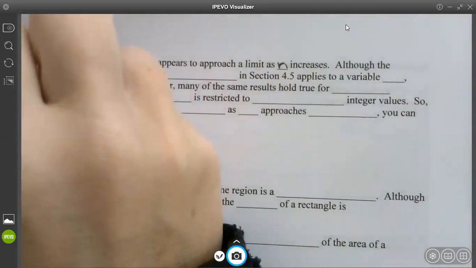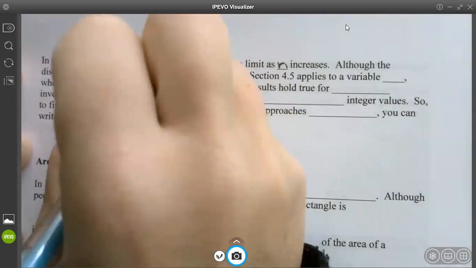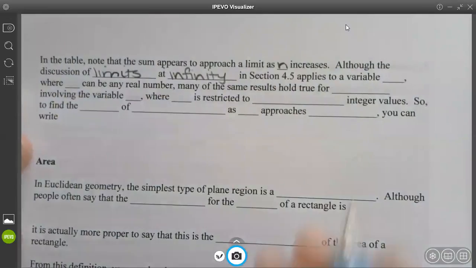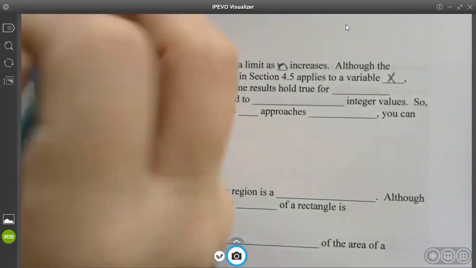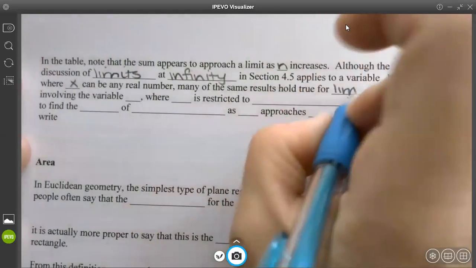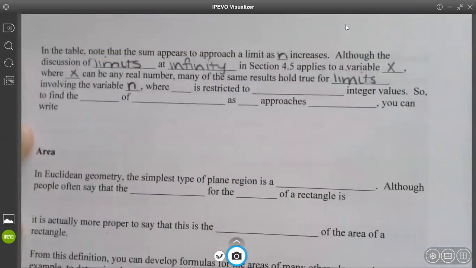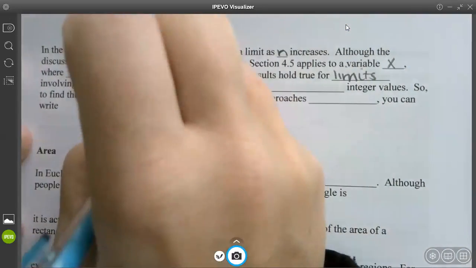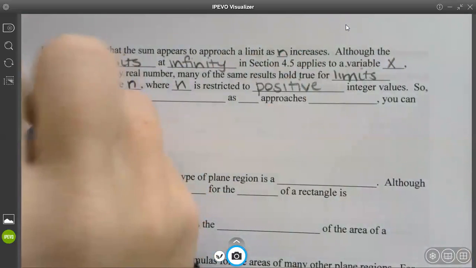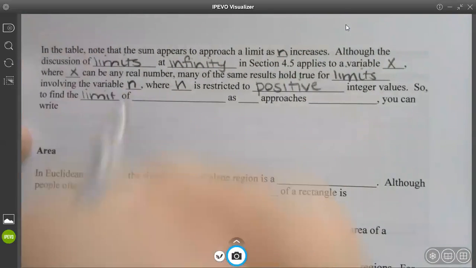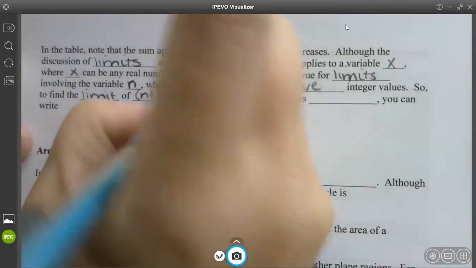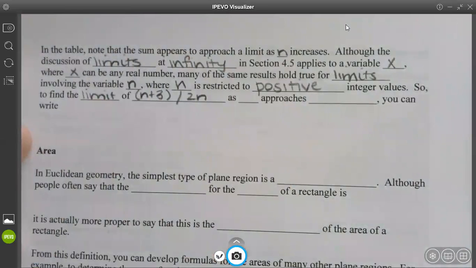Although the discussion of limits at infinity appear in section 4.5, applies to a variable x, where x can be any real number. Many of the same results hold true for limits involving the variable n. So I told you those limits were going to come back in. Where n is restricted to positive integer values. So to find the limit of that function that we finished with, we had n plus 3 on the top divided by 2n on the bottom. So again, that came from the previous page.